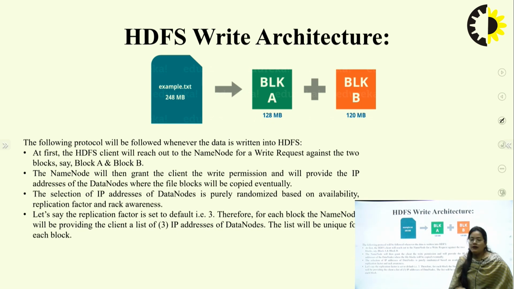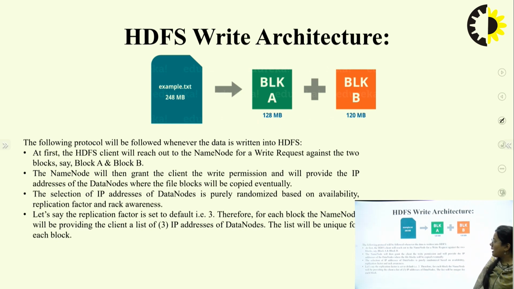First, the HDFS client will reach out to the name node with a write request for the two blocks, say block A and block B. The name node will then grant the client the write permission and will provide the IP addresses of the data nodes where the file blocks will be copied eventually. The selection of IP addresses of data nodes is purely randomized based on availability, replication factor, and rack awareness.